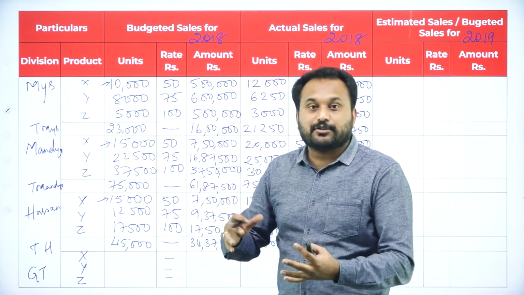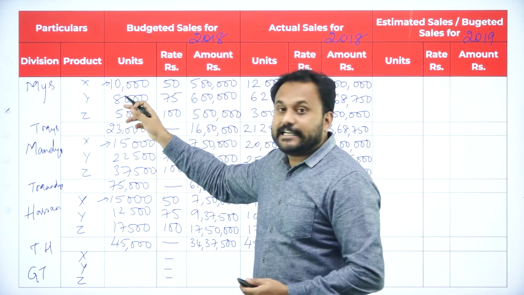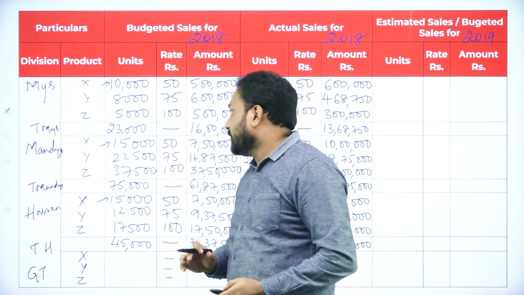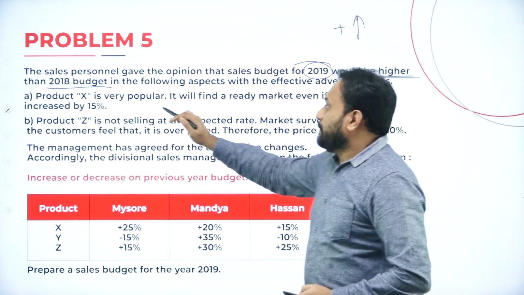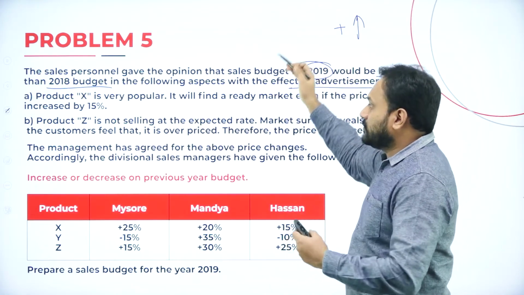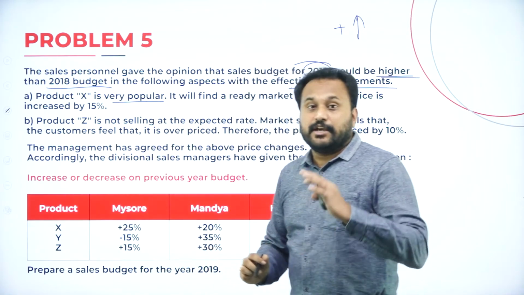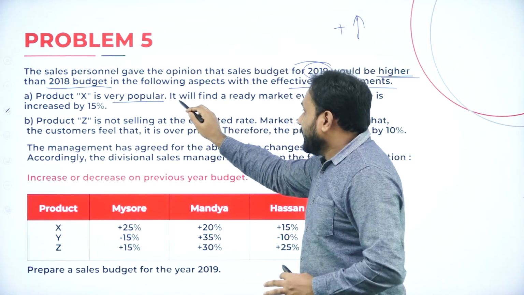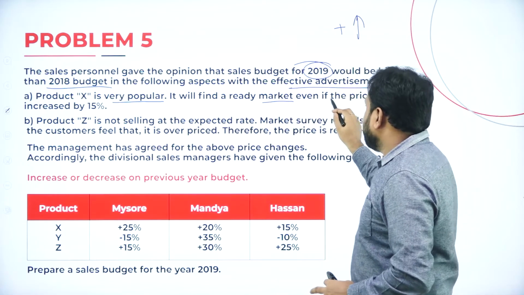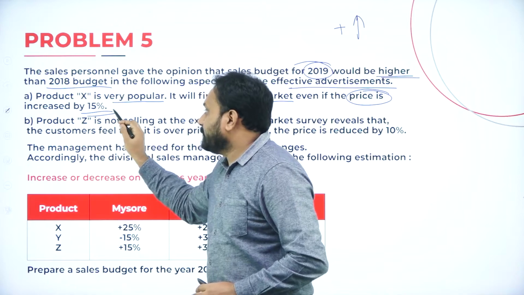They have only said, so whichever you are supposed to add from 2018. That is the logic here. So product X, now effective advertisement, all those things they said. Now product X is very popular. It will find a ready market even if the price is increased by 15%.